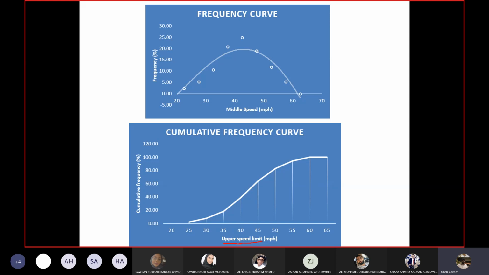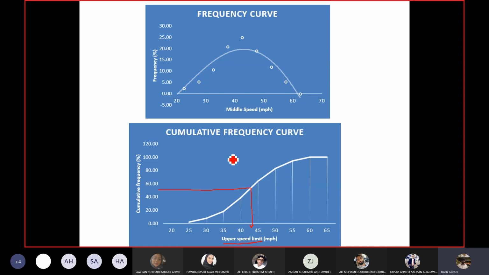Which graph should I use to find out the median value? Tell me. Should I use the frequency distribution graph or cumulative frequency distribution graph? The cumulative. Okay, and median is basically the 50th percentile. So you come to this cumulative frequency graph. Find out 50% from here, come to the curve, drop a perpendicular, and you will find out the median. This is the median.